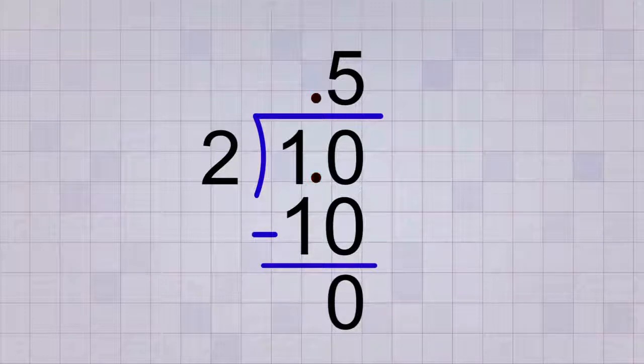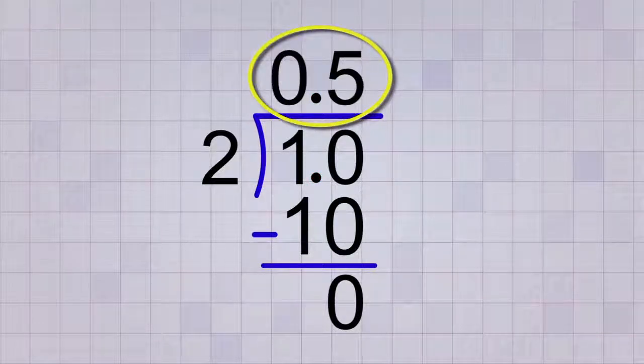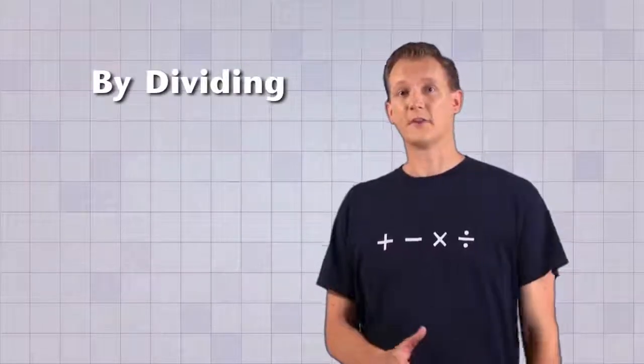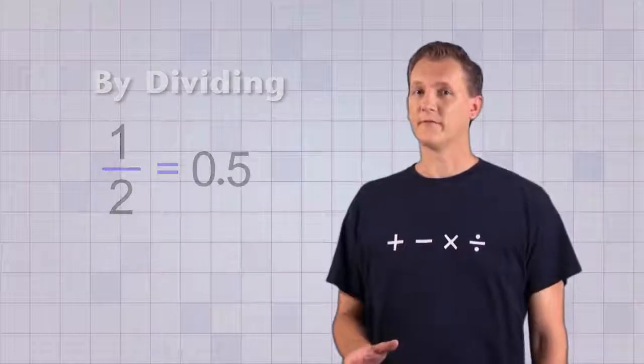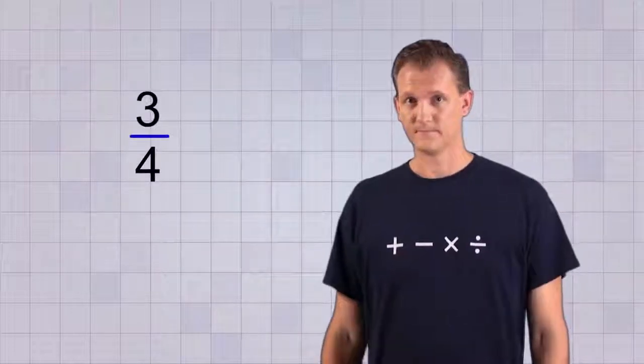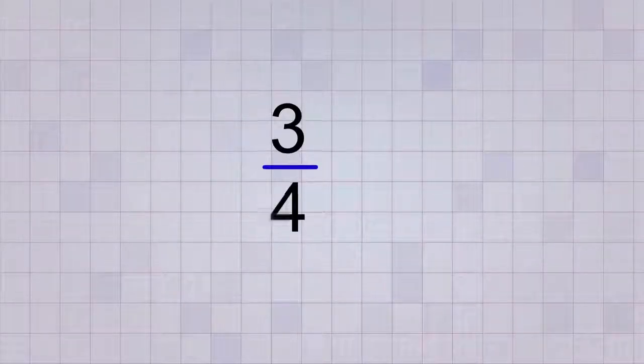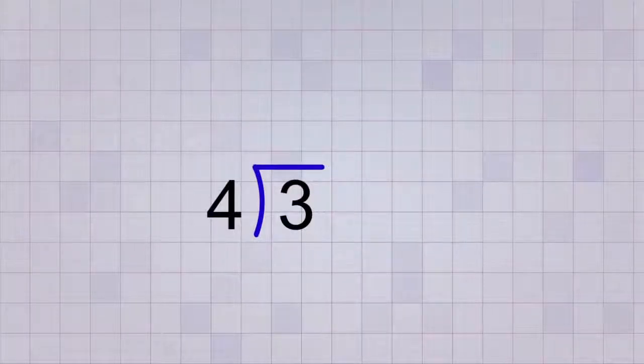There. Now our answer is 0.5, or .5, which is the more proper way to write it. So by dividing, we figured out that the decimal value of 1/2 is 0.5. Now let's try converting the fraction 3/4 by dividing. Of course, we start by rewriting our fraction like this, 3 divided by 4.